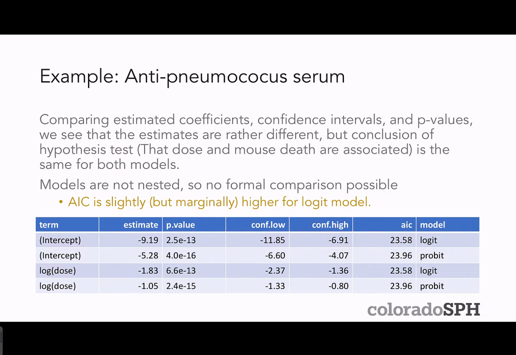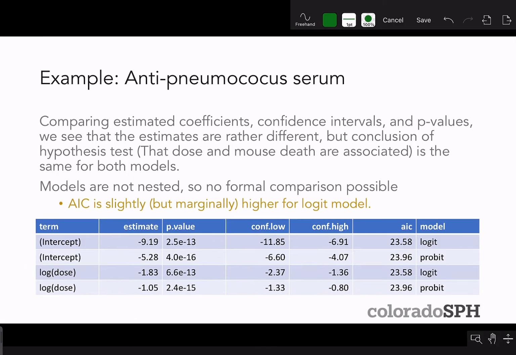The results of these two models are printed in this table down here, where I have the intercept as well as the term for dose, which I treated as a continuous coefficient, so you just get one estimate value, as well as the p-value, confidence intervals, the AIC, and the actual model. There's just one AIC per model, so we can just focus in on the bottom part here for the AIC.